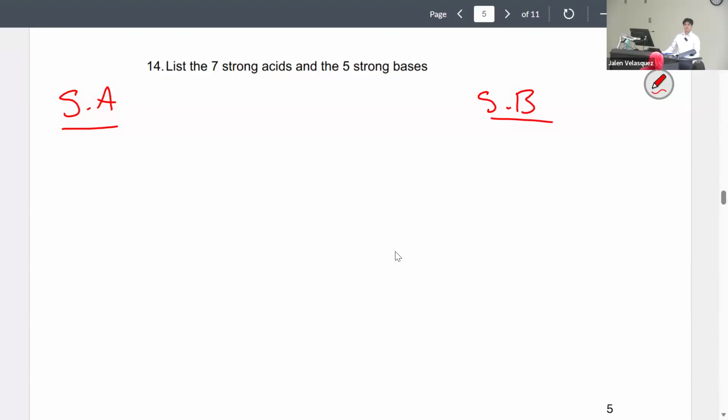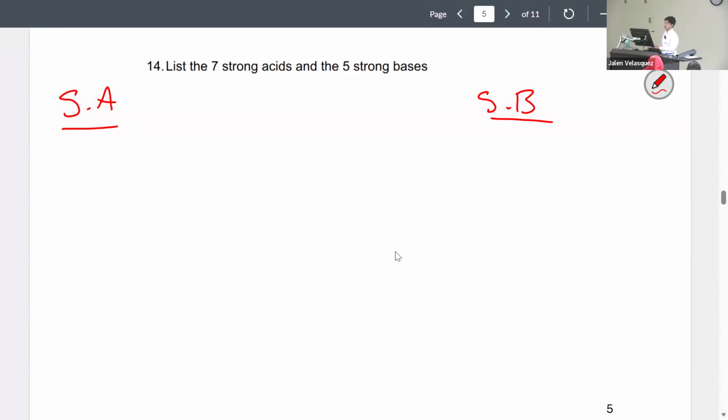It's strong and completely. It's going to fully dissociate to its ions, right? That's what discerns something as strong versus weak. So we know that strong acids and strong bases will fully ionize, fully dissociate in solution, whereas weak acids and weak bases will ionize, but only partially, right?